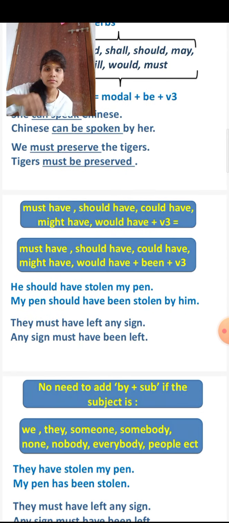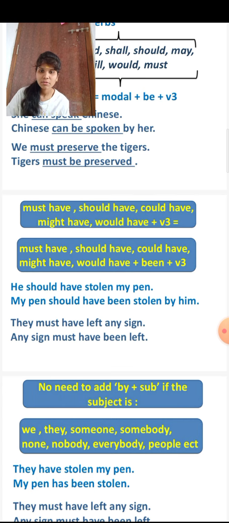And next, must have, should have, could have, might have, would have plus V3 becomes must have, should have, could have, might have, would have plus been plus V3. When you observe in your sentence a modal form of must have, should have, could have, might have, would have plus V3, it can be changed into passive voice. When you transform the sentence into passive voice, the changes are must have been V3, should have been V3, could have been participle, might have been participle, would have been participle.